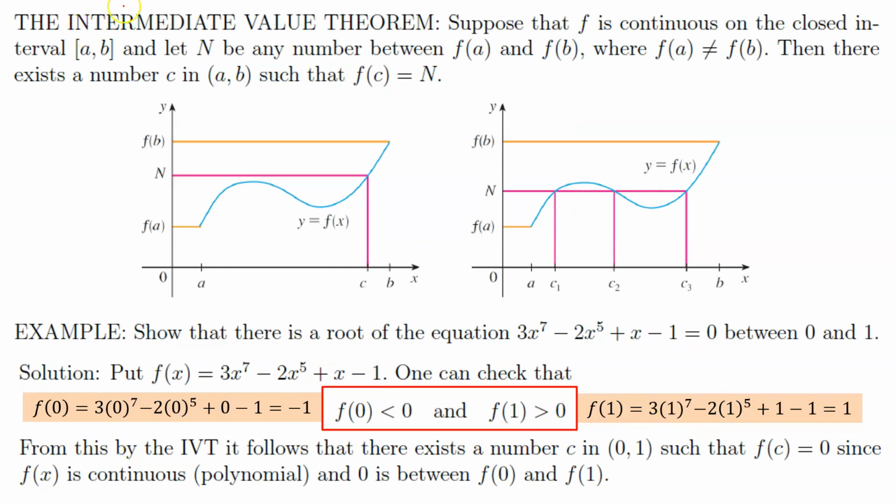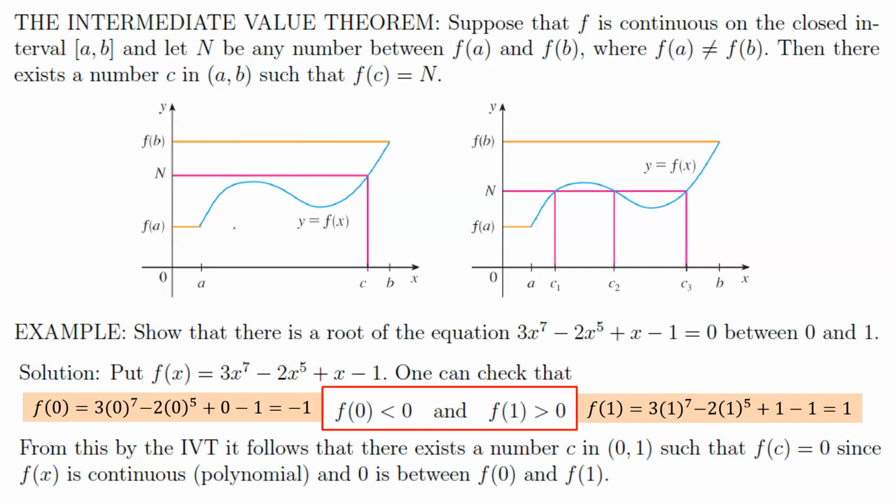Okay, then this is the intermediate value theorem. Okay, this is the intermediate value theorem. Suppose that f is continuous on the closed interval [a, b], and let n be any number between f(a) and f(b), where f(a) and f(b) are not equal, then there exists a number c in (a, b) such that f(c) equal to n. Okay, so this is the intermediate value theorem.